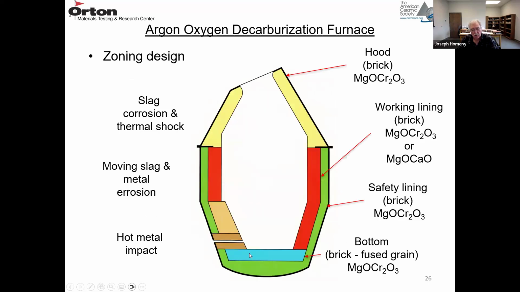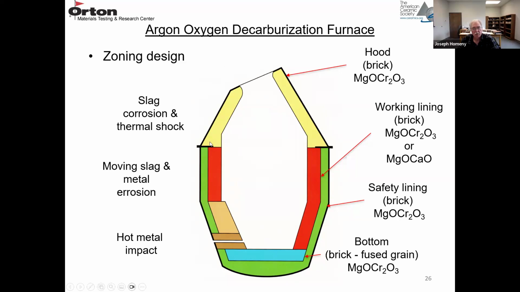So this is how one of those vessels, the AOD vessel, is zoned. You have slag corrosion and thermal shock issues in the top. You have moving slag and metal erosion issues in the middle. And again, you're either loading scrap or hot metal, so there's impact on the bottom.